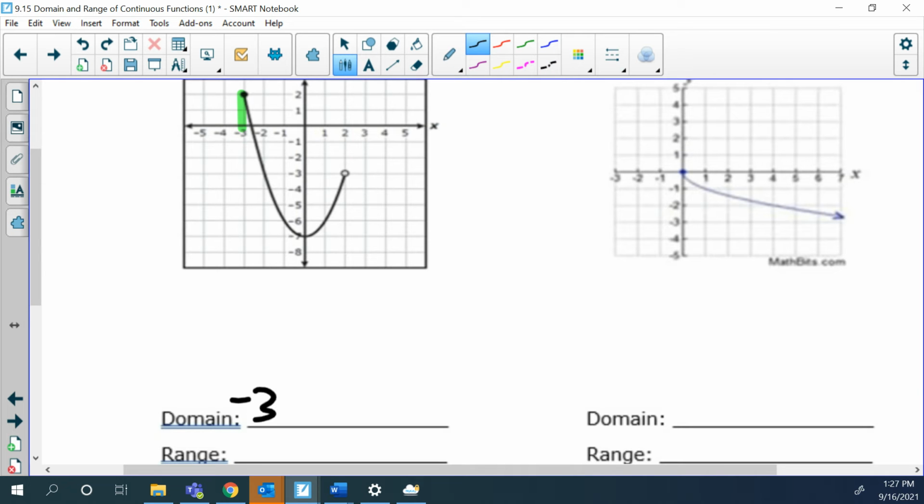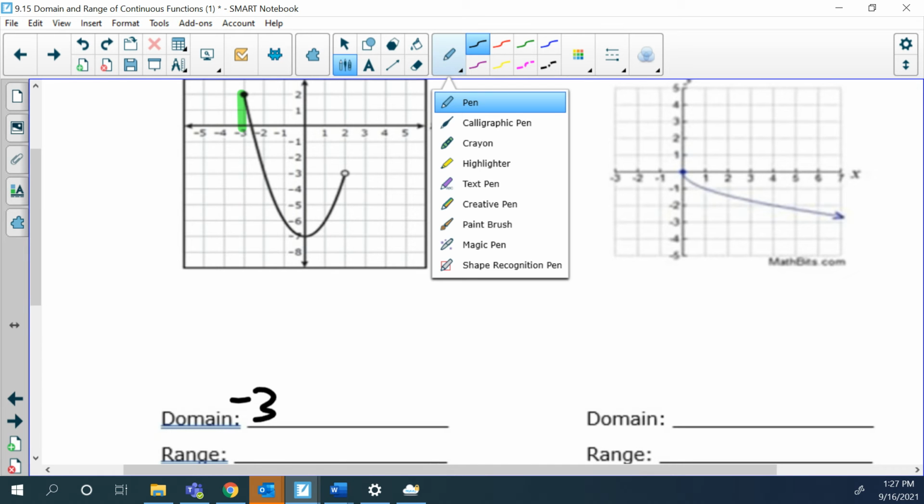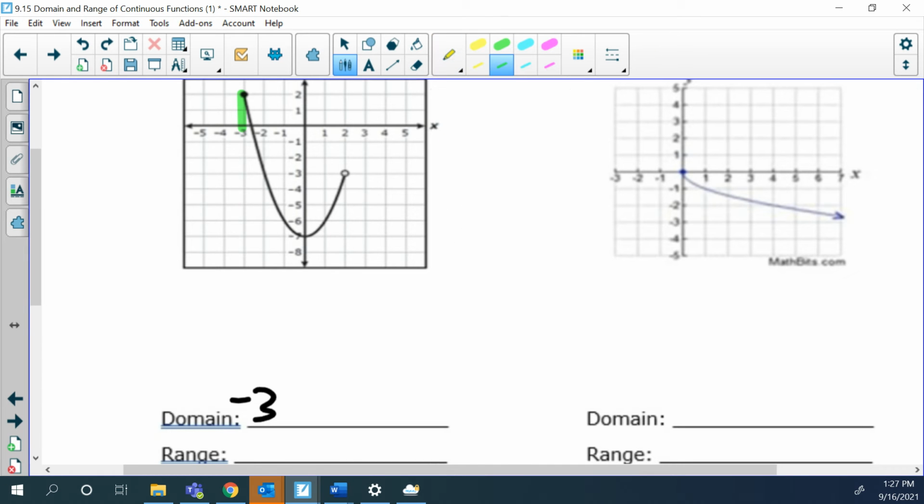Now, where does the graph end? Well, it ends right here. And so if I go to the x-axis, that's just 2. And so I'll put 2 right here. Now this is an open circle, so I put less than. For where it starts at -3, it's a closed circle, so I put less than or equal to. And I put x right there.